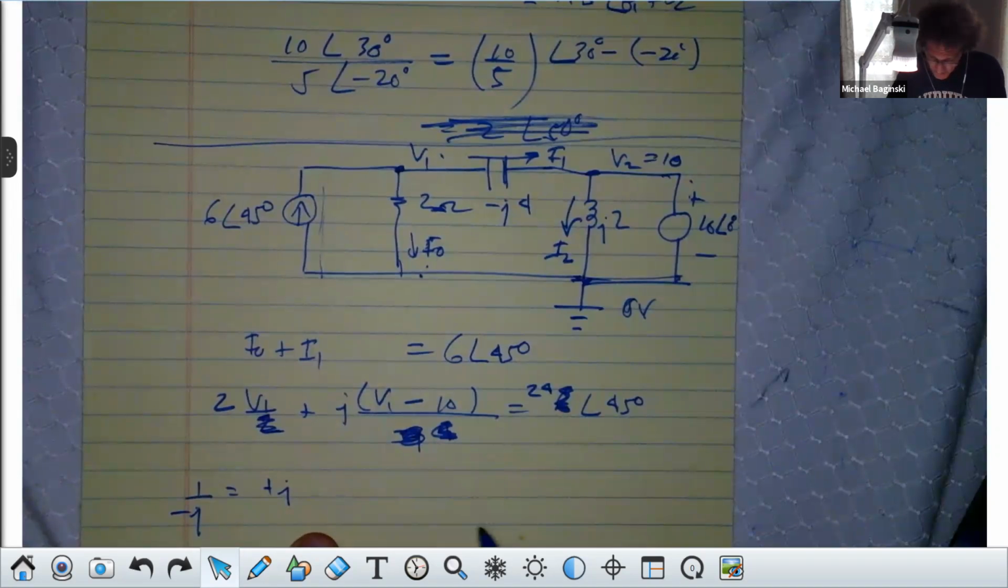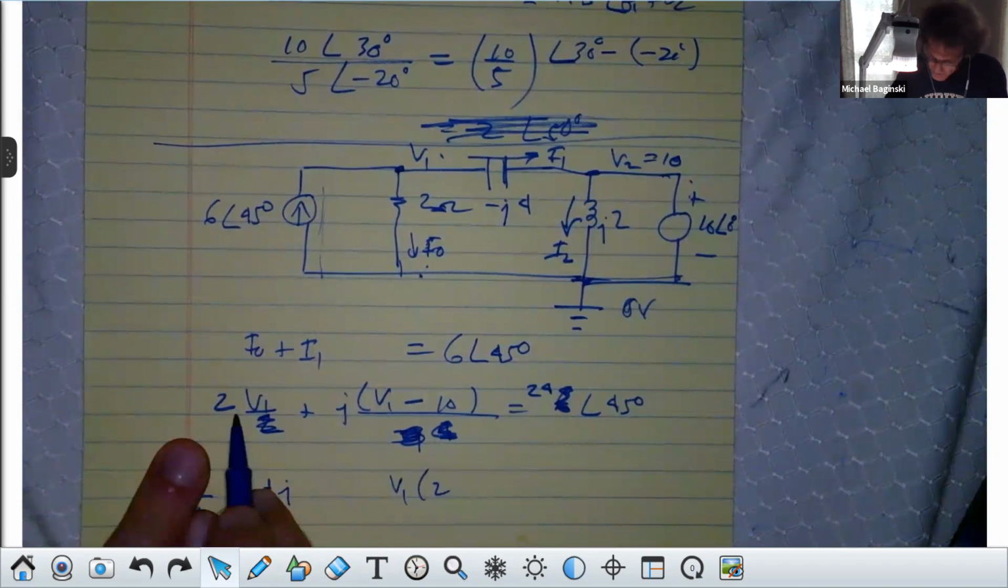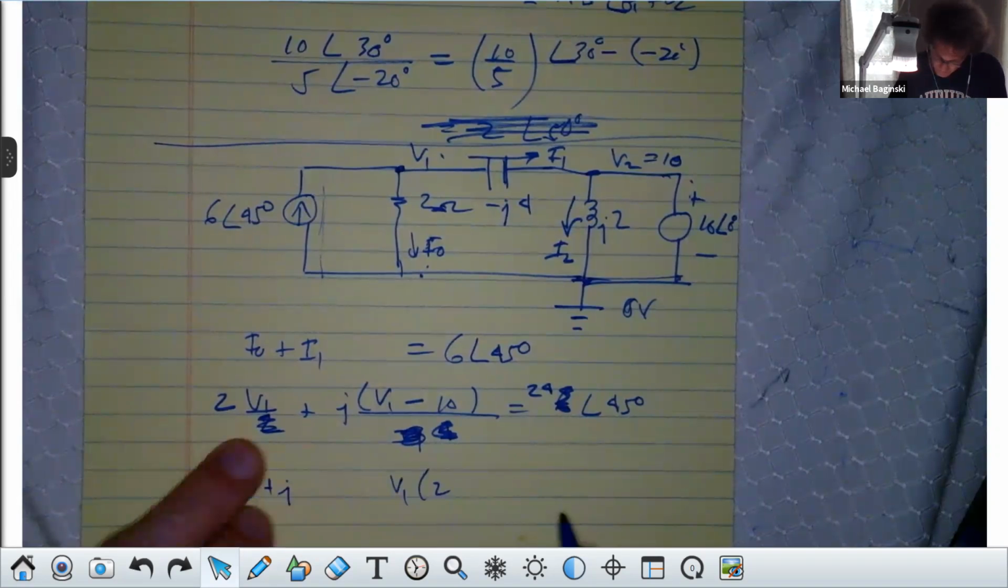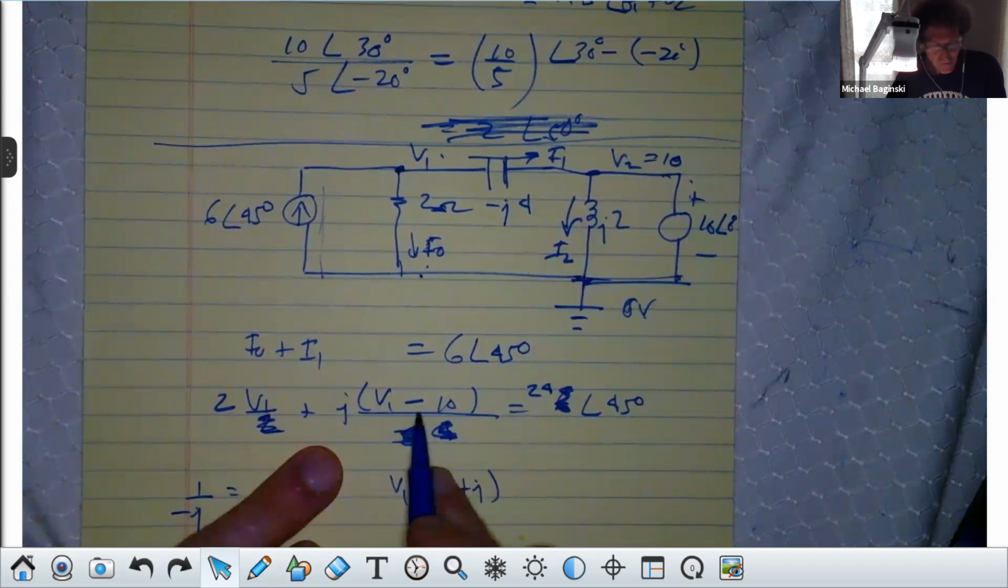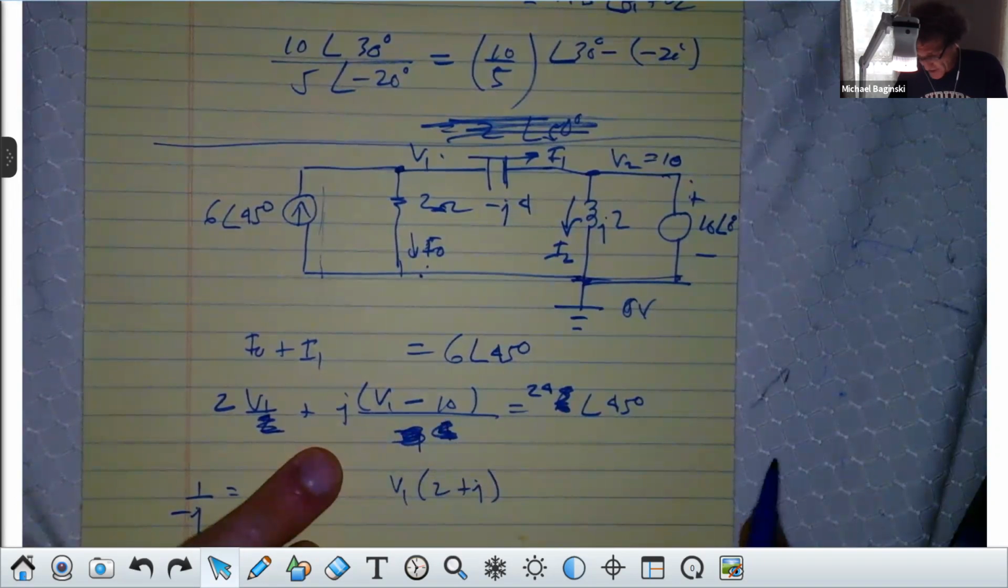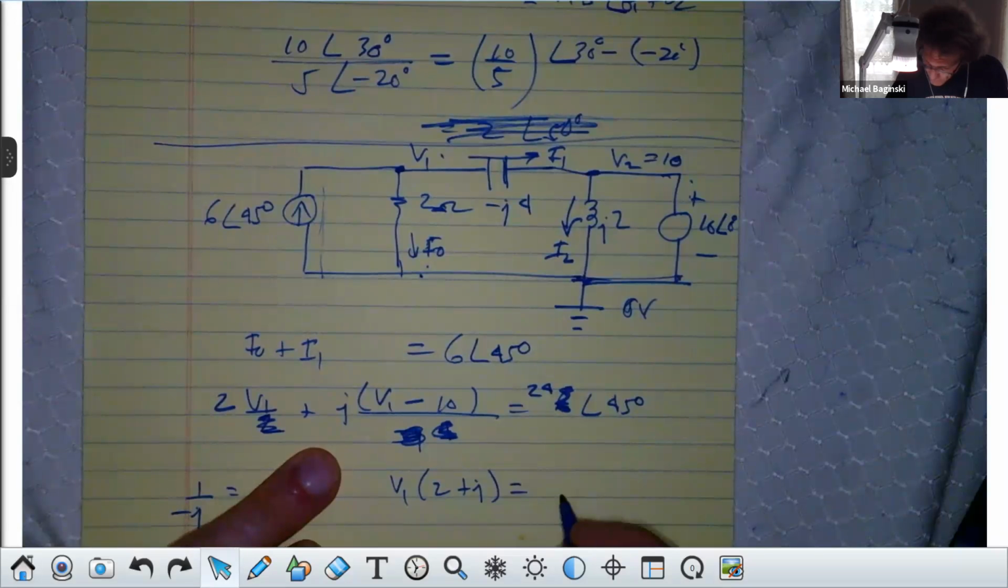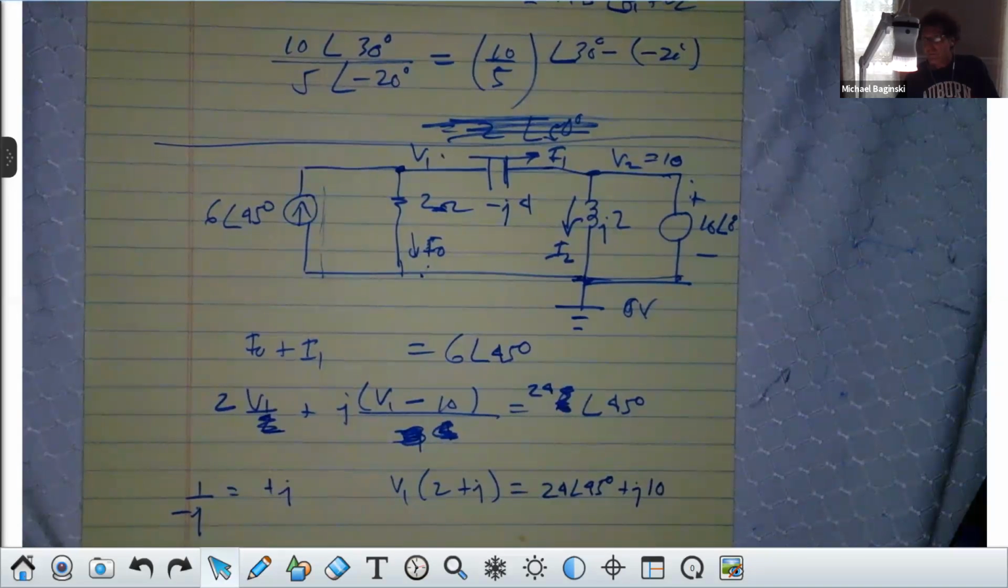So V1 is here, and I have 2, right? And then I have plus j, right? And then I have minus j10 if I multiplied the j through, correct? So minus j10 to the other side would be plus j10, correct? So on this side, I would have 24 at an angle of 45 degrees, and then it would be plus j10, correct? How many see this? Yes.